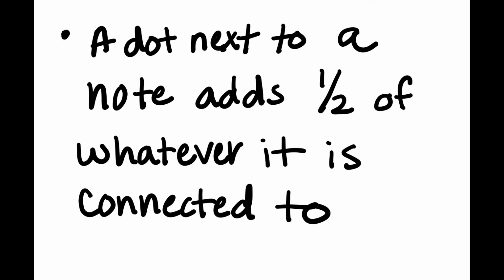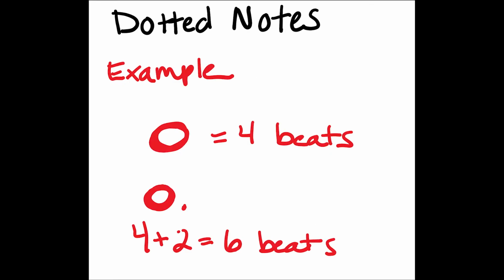Okay, the next thing we're going to talk about is a dot next to a note. A dot next to a note adds half of whatever it is connected to. Just remember that tool and it'll make everything easier. So here's our first example. We have a whole note which is equal to 4 beats, and if we add a dot next to it, 4 plus 2 equals 6. So now that note is 6 beats.